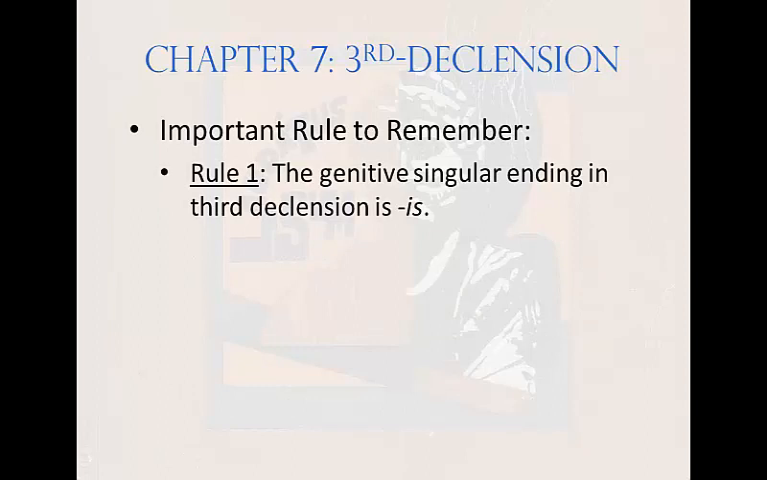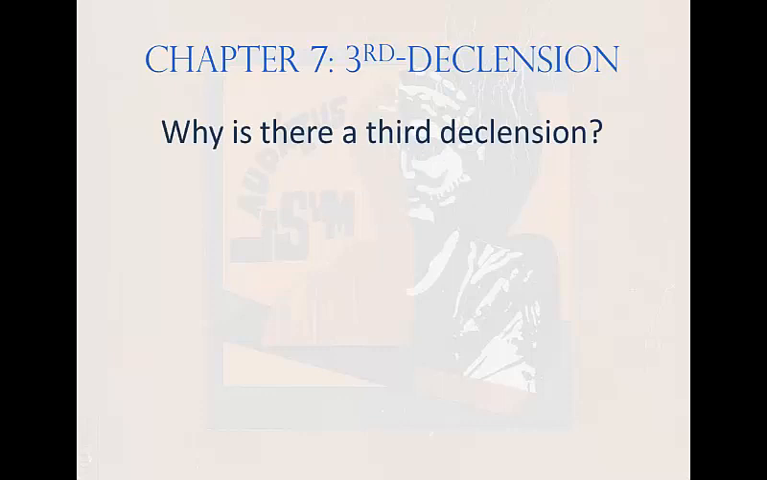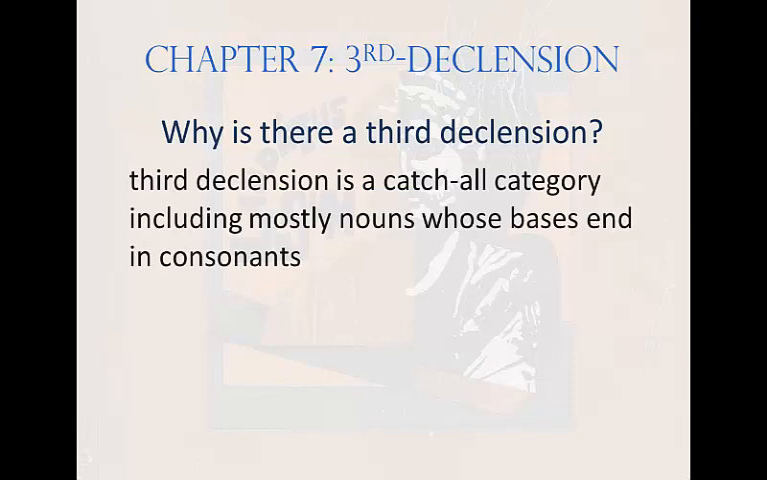The genitive singular ending in third declension is -is. We've already encountered first and second declension nouns. Now we'll address the third. A fair question to ask, and one which some of you may be asking, is why is there a third declension at all? Third declension is Latin's catch-all category for nouns. Into it have been put all nouns whose bases end with consonants, any consonant.